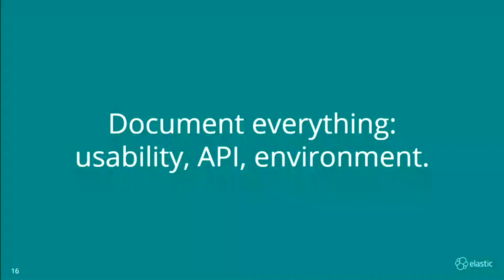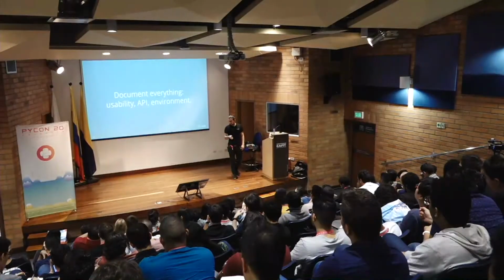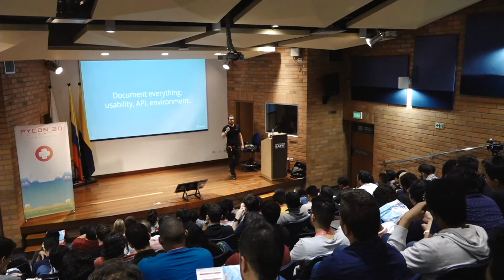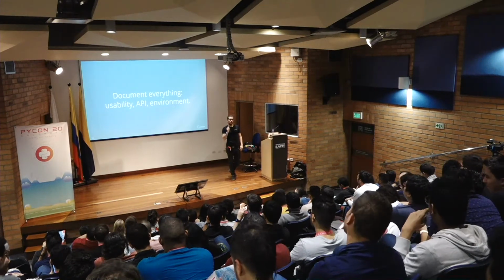Document everything: usability, APIs, environment. We tend to document only usability and APIs, but we always forget to document how we run the software. And then you're the only one that knows how to run it, and the software crashes, and you're on holidays, and no one else on your team knows how to run it. So they have to call you and bother you during your vacation to explain how to run the software. So save yourself this horrible scenario and write the documentation on how to run your software.